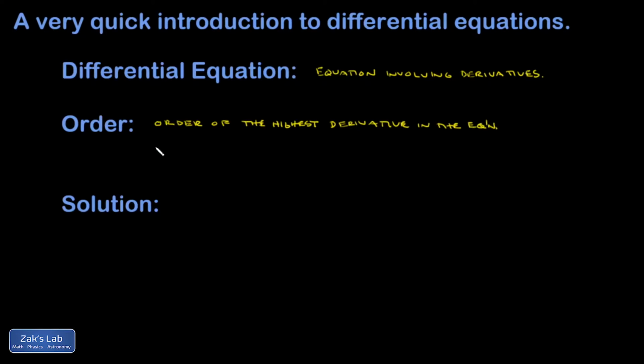A couple examples real quick. This is a differential equation because it involves derivatives. What's its order? The highest derivative is a first derivative, so the order is 1. Here's another example. That's a differential equation because it involves the derivative of a function f. It looks like a second derivative, so the order is 2.